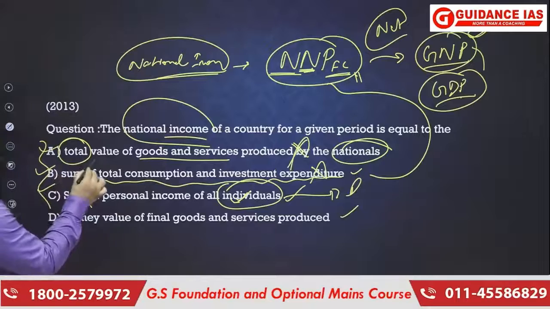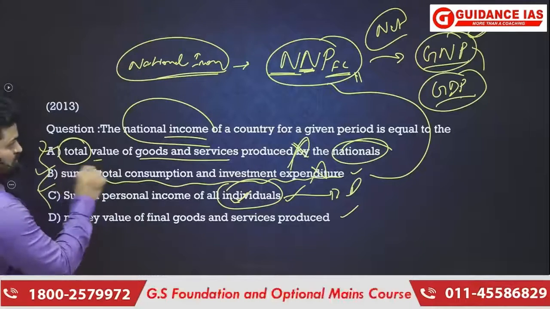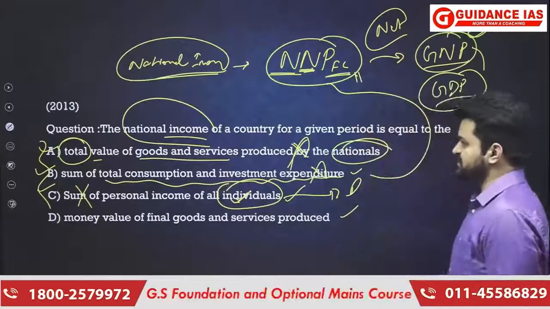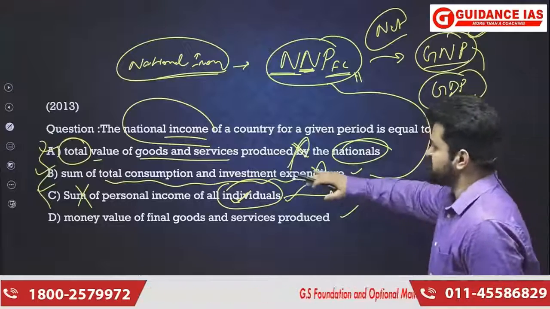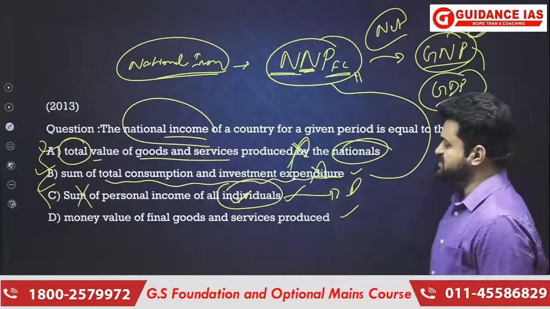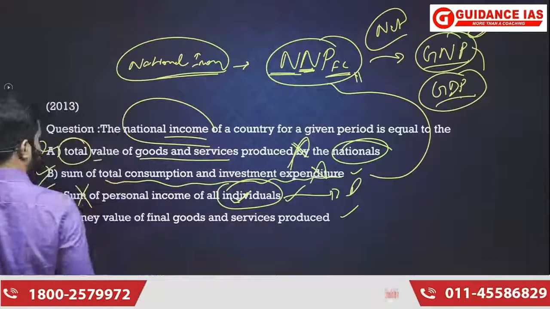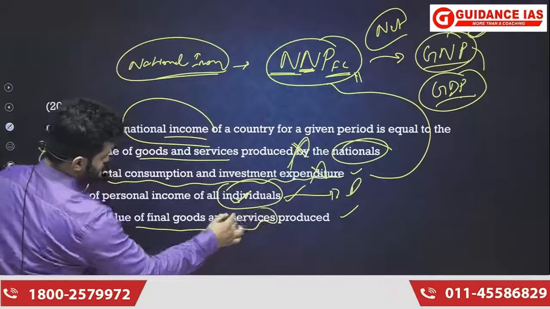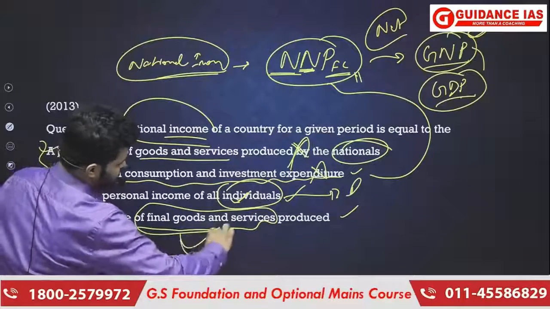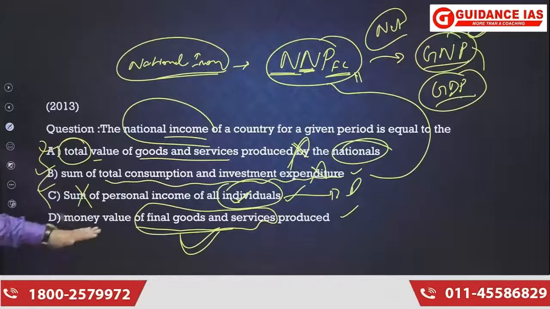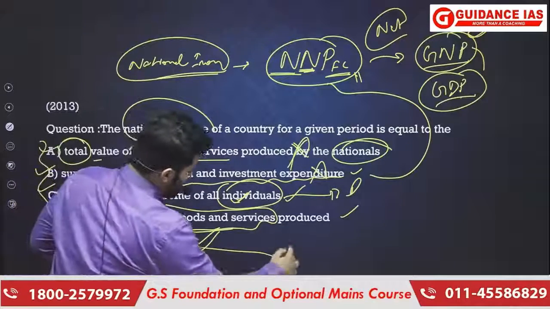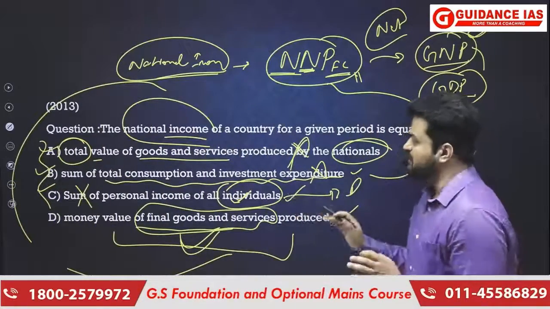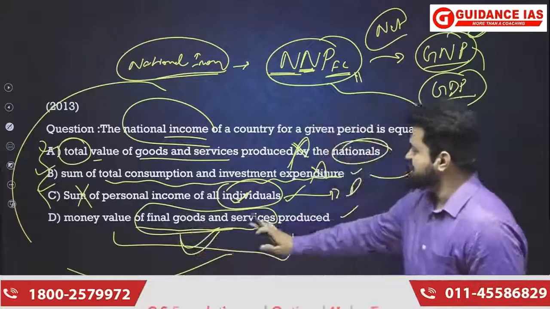You are sure that the other options are not the answer, because it is not the total value, it is the total value of final goods and services produced by the nationals. Then this also cannot be the answer. This also cannot be the answer. D will be the answer, but let us see the alternative here. It is the money value of final goods and services produced. Money value of final goods and services produced. So this particular part corresponds to the definition of national income that we have already covered. So yes, it is the money value of final goods and services produced.